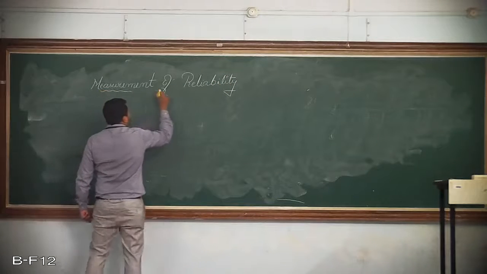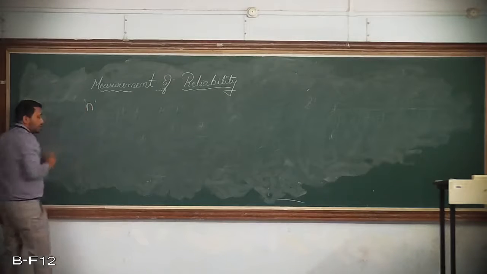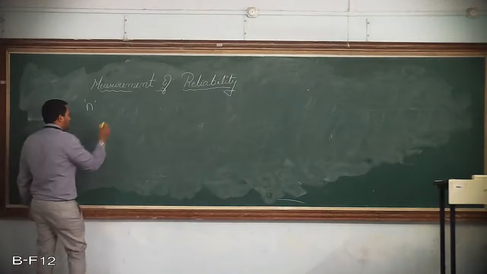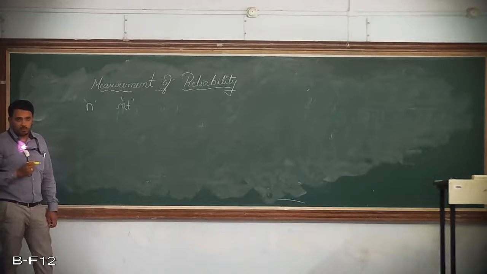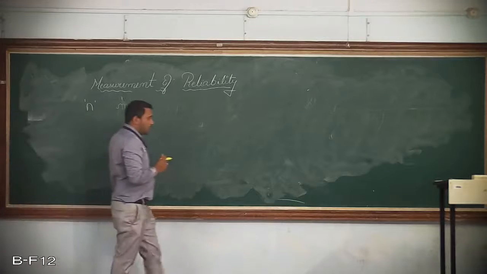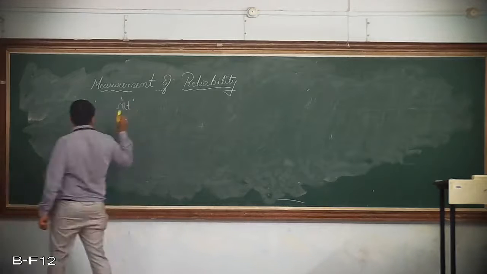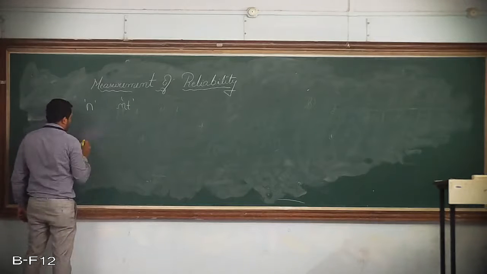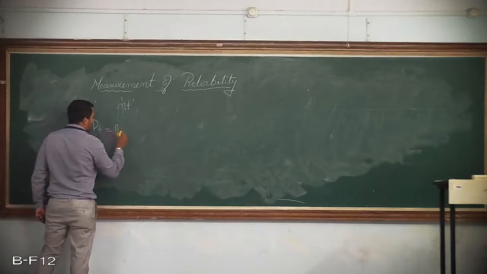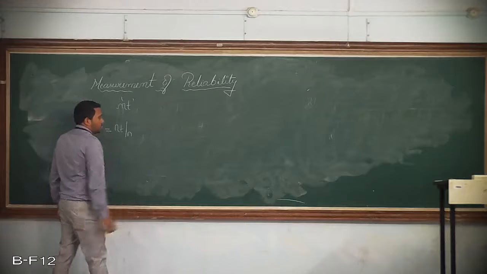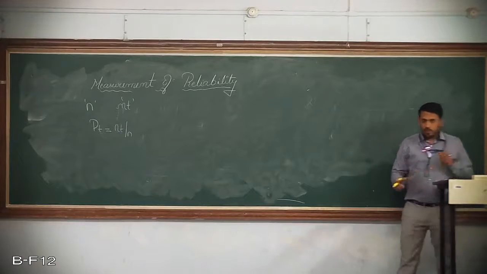For that, we'll consider N parts which are taken from a group or a lot. Among them, Nt parts fail over a period of time t. Then the probability of failure is represented by Pt and is given by Nt by N.